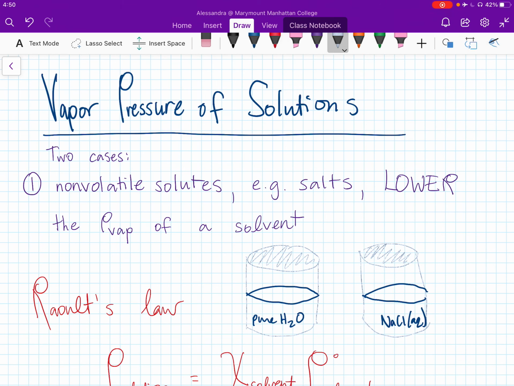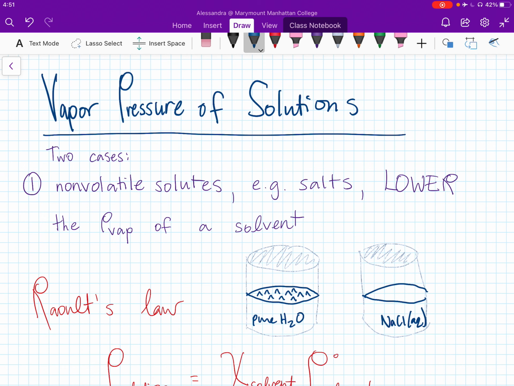So in the pure water beaker, every single molecule on the surface of the liquid is water. I'm drawing my little bent water molecules here. So in the pure solvent, in pure water, every molecule is volatile. Every molecule is subject to escape into the vapor phase.